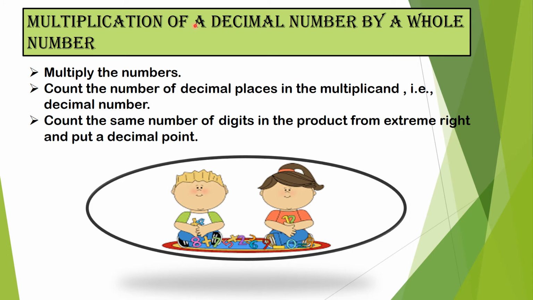Now multiplication of a decimal number by a whole number. How do you multiply a decimal number by a whole number? What are the points to remember? Multiply the numbers. Now how will you place the decimal? Count the number of decimal places in the multiplicand, that is the decimal number. Count the same number of digits in the product from the extreme right and put the decimal point. So let us see an example.